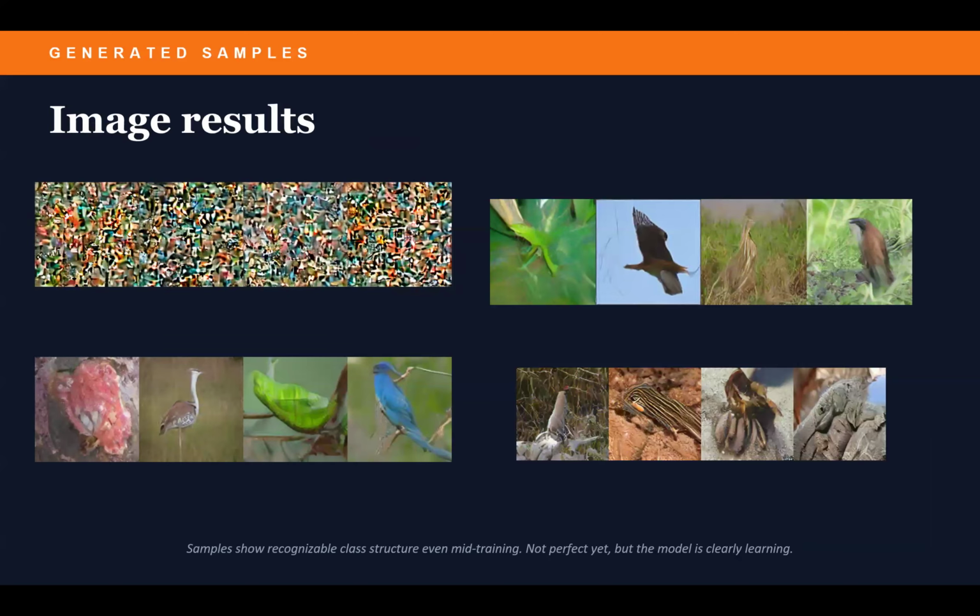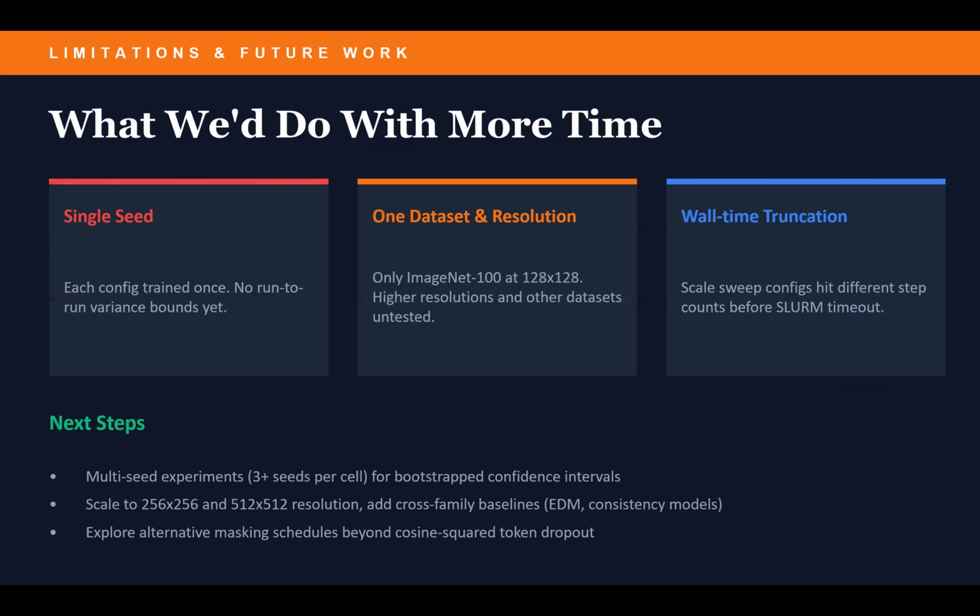Now on the starting point on the left, you can see the Gaussian noise. This is a black canvas, pure chaos, where the model has no idea what it's looking at. And then comes the aha moment. Notice that even before training is finished, the class structure is emerging. You can clearly distinguish the textures of a bird, the feathers, the scales of a lizard, and even the greens of a natural habitat. The bottom line is, while they aren't pixel perfect yet, these samples prove that our OT pairing and adaptive masking are working.